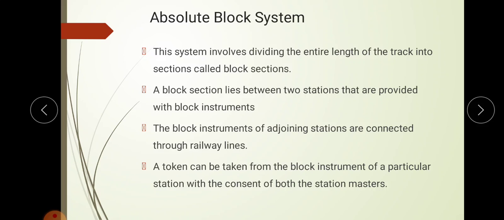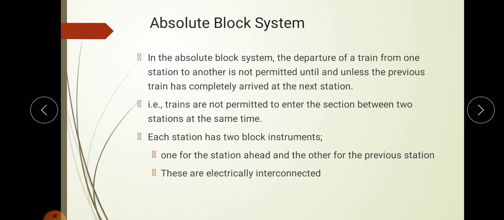So this is the system of absolute block. In the absolute block system, the departure of a train from one station to another is not permitted until and unless the previous train has completely arrived at the next station.